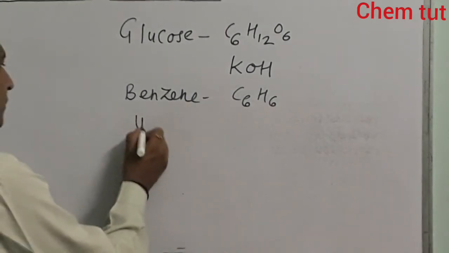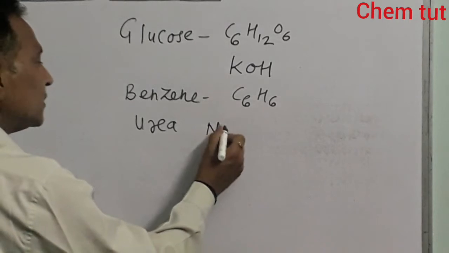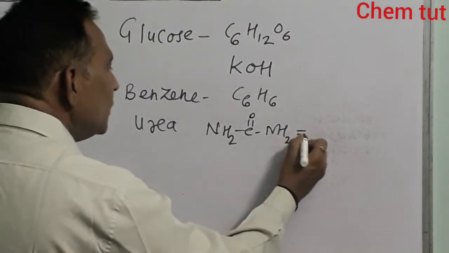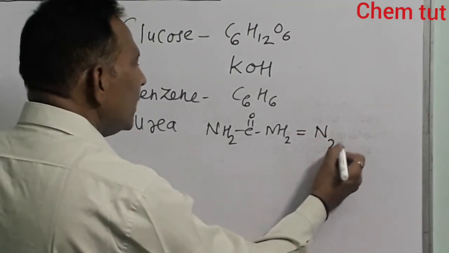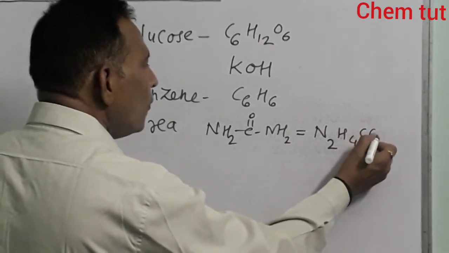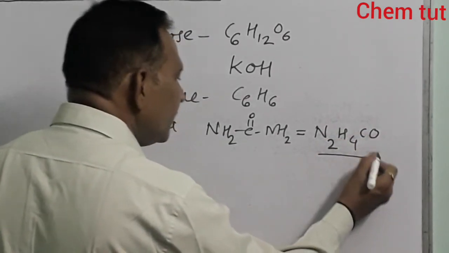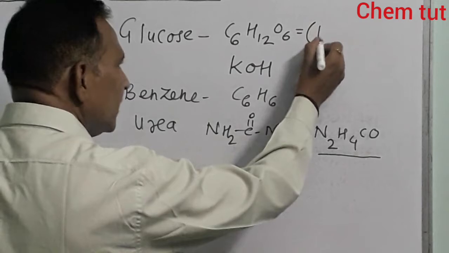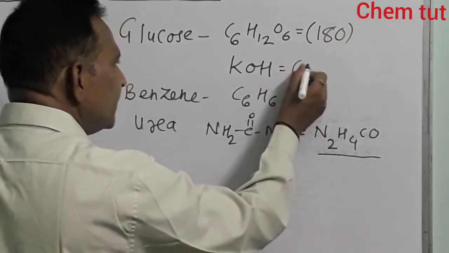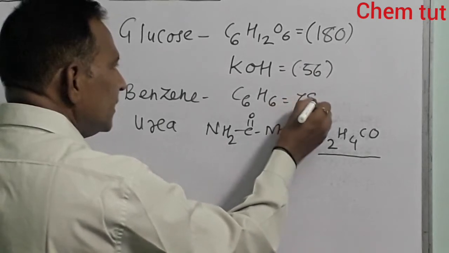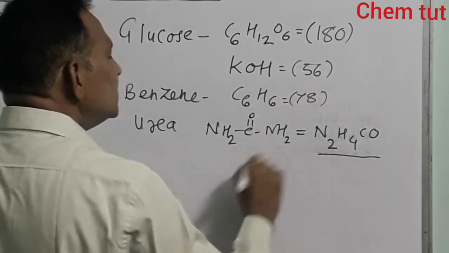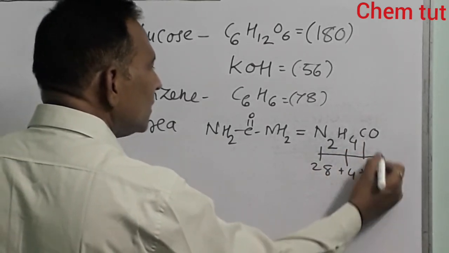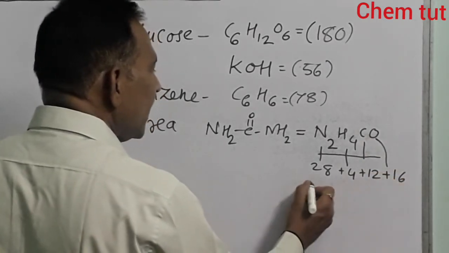Urea is also there. The structural formula of urea is NH2 C double bond O NH2, and if you prepare the molecular formula from this, you can write N2H4CO. You may be asked the percentage of every element in urea. The molar mass of glucose is 180. The molar mass of potassium hydroxide is 56. The molar mass of benzene is 78. The molar mass of urea is 60: 28 plus 4 plus 12 plus 16. Just add these 4.